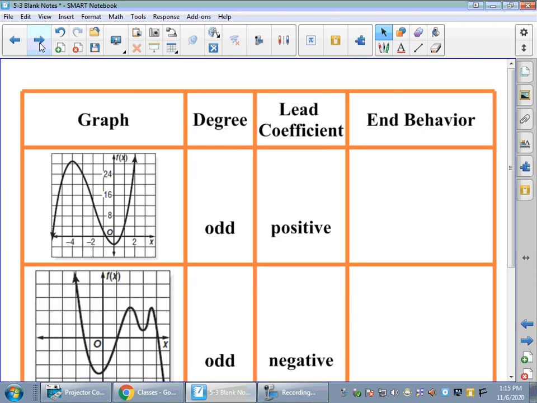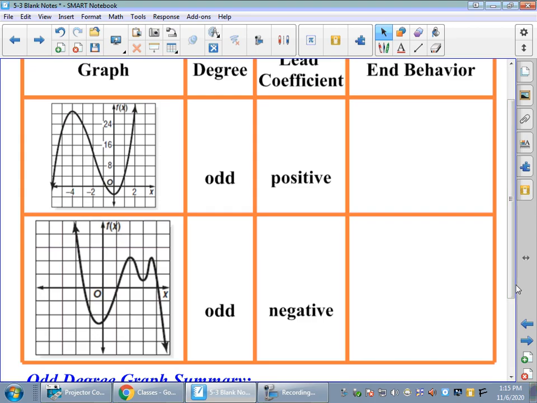All right, so now we're doing the same exact thing with the odds. We're going to take just a second to look at the graphs. So same idea. These are both odd degrees. Notice something else is different about them. They're odd looking. They're going in opposite directions. So I like to think of odd as opposite. Almost looks like ODD, looks like OPP. Right? They go in opposite directions. They're not even at all. The end behaviors are going opposite of each other.